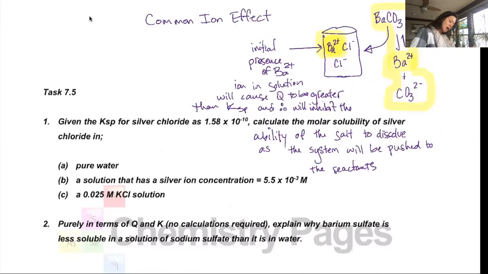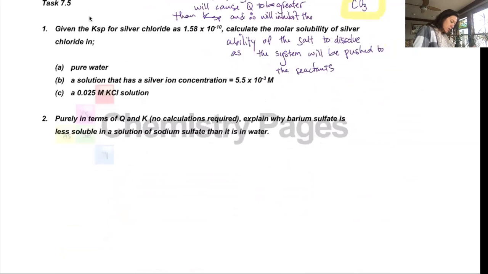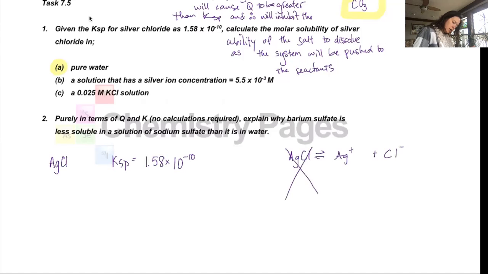Let's do some calculations and see how that works. So we'll obviously look at number one. Given the KSP for silver chloride, AgCl, KSP equals 1.58 times 10 to the negative 10th, right? AgCl will dissociate as such. This will be our solid.